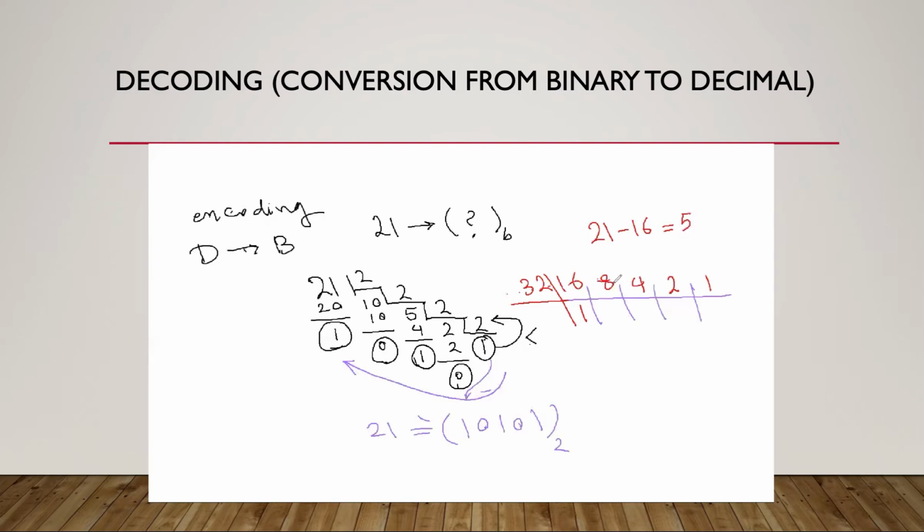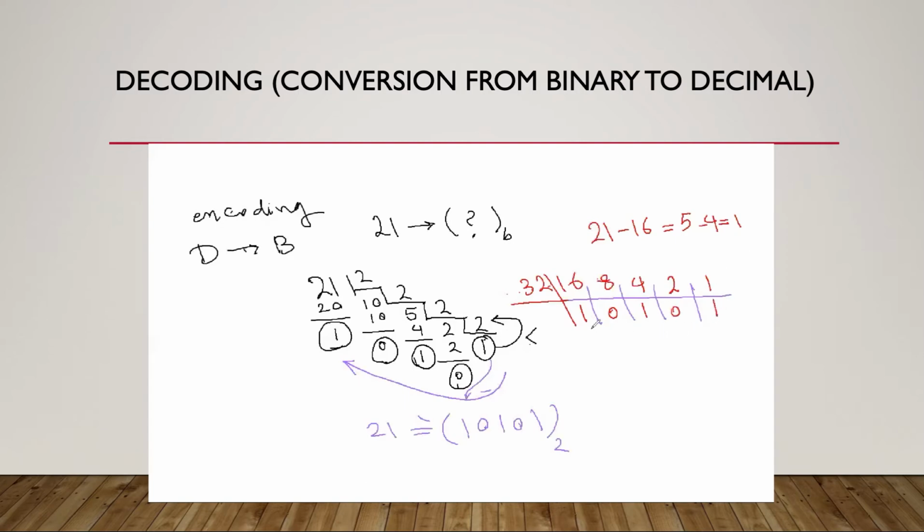5 is less than 8, so I don't have any 8 in that. But 5 is bigger than 4, so I can have 1 four in this. Then I deduct 4, I can have 1. 2 is bigger than 1, so I don't have any 2 in this. And then I have 1.